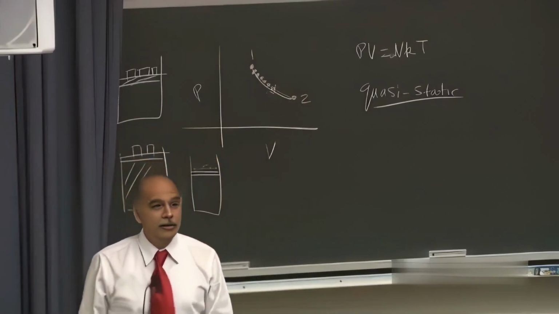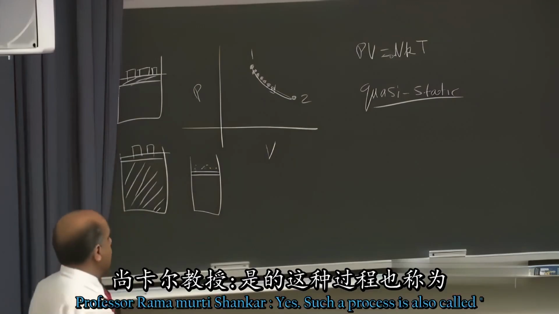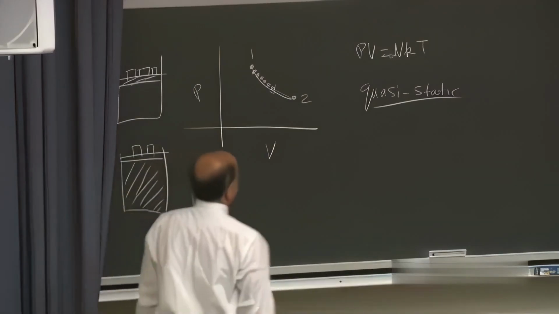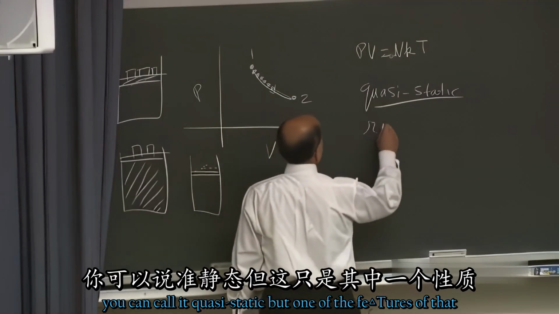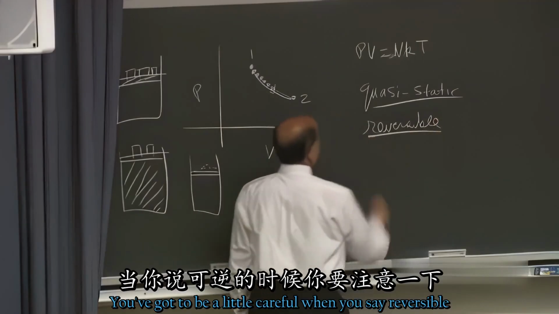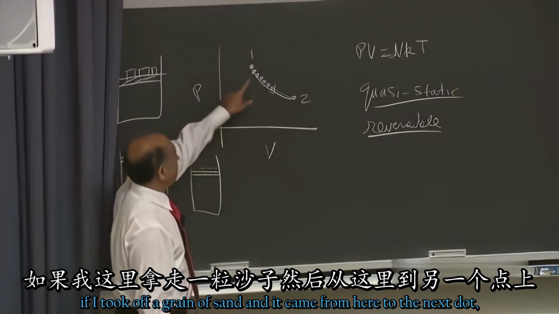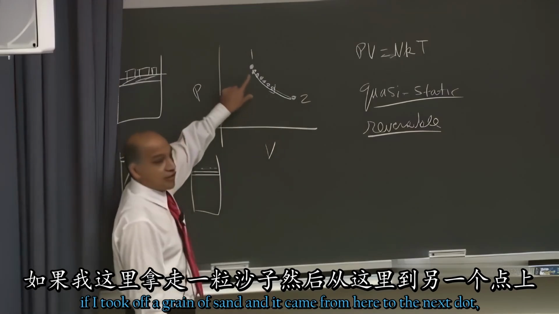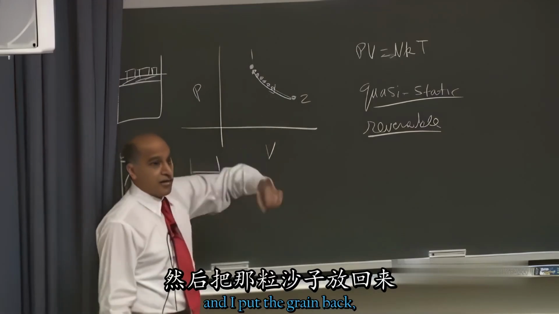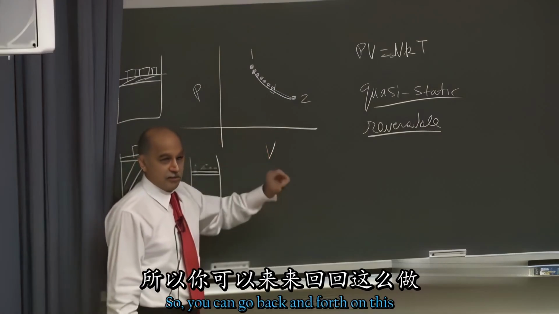Yes? Are all of the small processes reversible? Pardon me? Are all of the small processes reversible? Yes. Such a process, you can call it quasi-static, but one of the features of that is that it is reversible. You've got to be a little careful when you say reversible. What we mean by reversible is, if I took off a grain of sand and it came from here to the next dot, and I put the grain back, it'll climb back to where it was. So you can go back and forth on this.